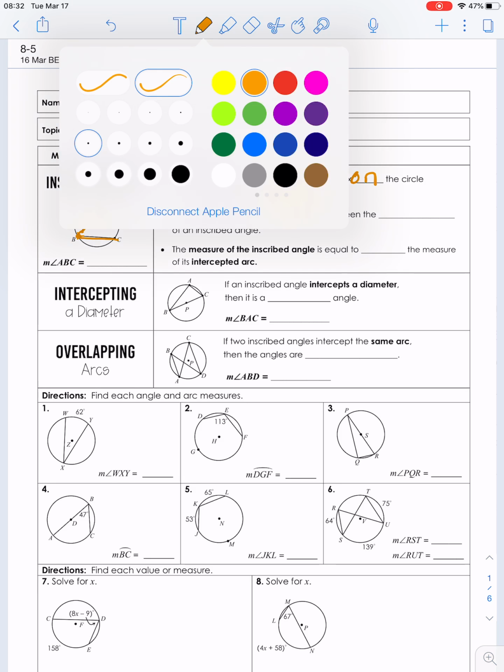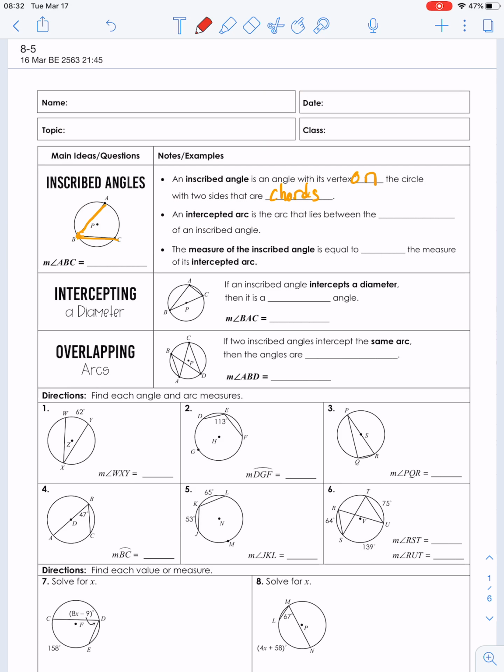All right, so the intercepted arc is the arc that lies between the what? Endpoints of the inscribed angle. Endpoints. Change the color because I'm going to show you what the arc is. So the arc here is between the endpoints right there. That's called the intercepted arc. The measure of the inscribed angle is equal to half the measure of the intercepted arc.